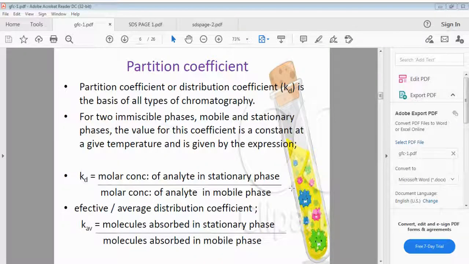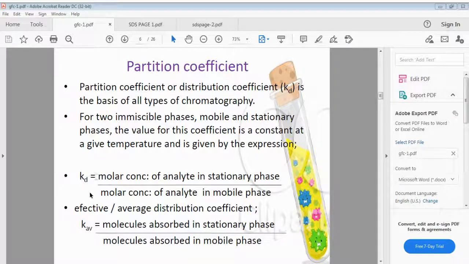Now when the molecule C is in between A and B, the size is not too small, not too large, it will be in between. So the distribution will be somewhat different. Some will be in the stationary phase, some will be present in the mobile phase. So their Kd value will be between 1 and 0. So this is the Kd value.